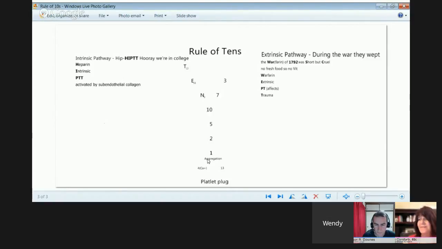And so that's where your aggregation happens, right there. 10, 5, 2, 1. And then you have factor 4, which is actually calcium. We saw that it was a factor, but we didn't realize at the time that it was actually calcium. So we no longer call it factor 4, but just for future reference, factor 4 is calcium. Both calcium and factor 13 help stabilize and make the fibrin mesh stronger.